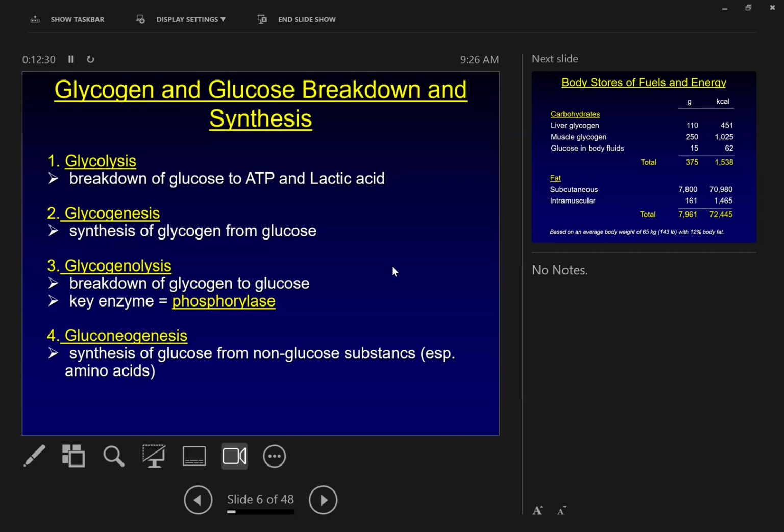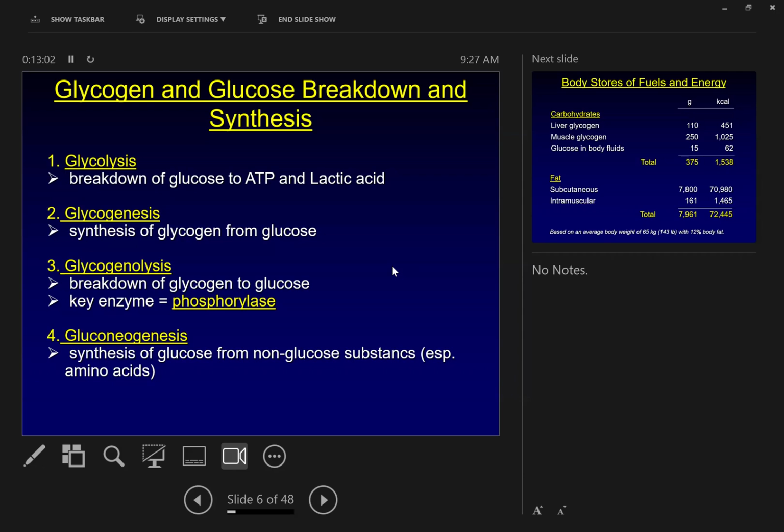Glycogenesis, in many ways, is not exactly the opposite, but it's making glycogen from multiple molecules of glucose. Okay. Glycogenolysis is breaking glycogen down, back from glycogen into its component glucose molecules. There's an enzyme that does this, and it's called phosphorylase. And we'll talk a little bit more about phosphorylase probably on the way in a second.